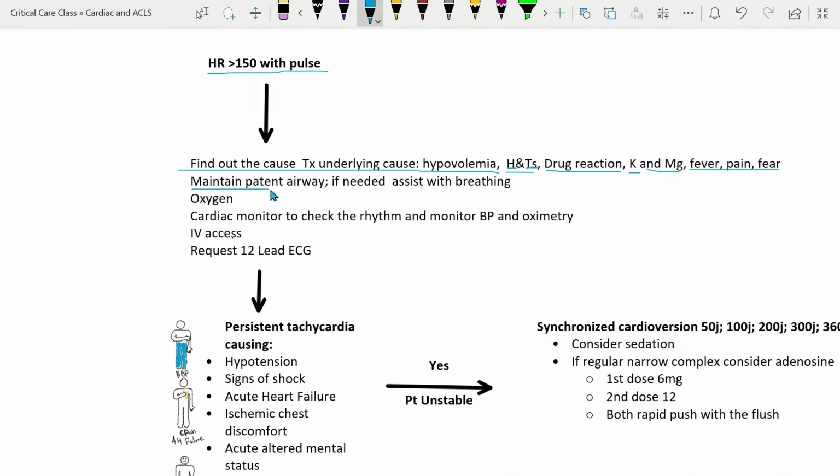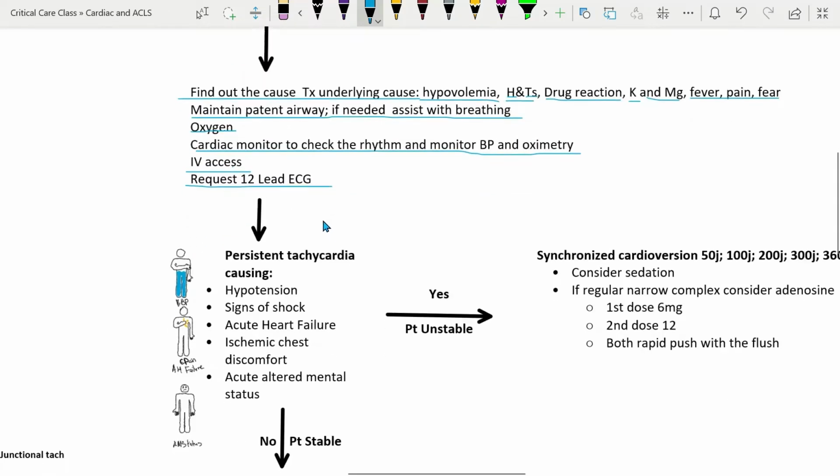It is necessary to ensure that the patient's airway is patent and maintained, and if needed, assistance with breathing can be provided. The patient is connected to supplemental oxygen, the cardiac monitor is monitoring the rhythm, and blood pressure and oxygen are monitored. The patient has adequate IV access for possible medication administration such as adenosine, beta blockers, calcium channel blockers, amiodarone, and sotalol, and so on. A 12-lead EKG can also be requested.